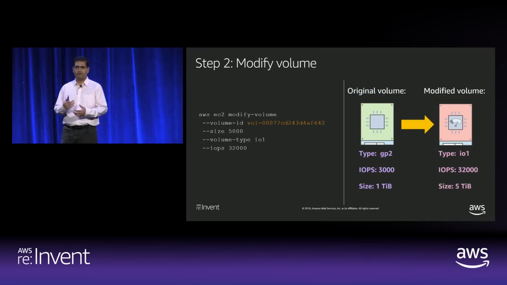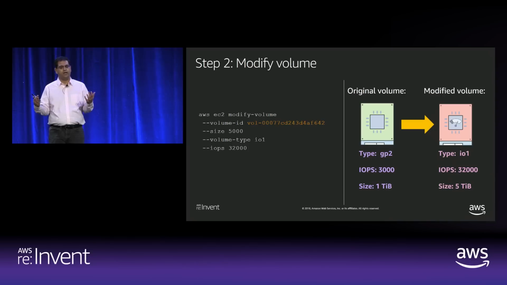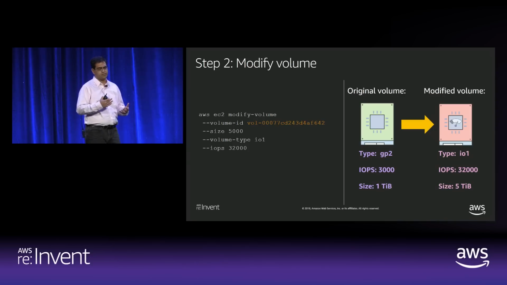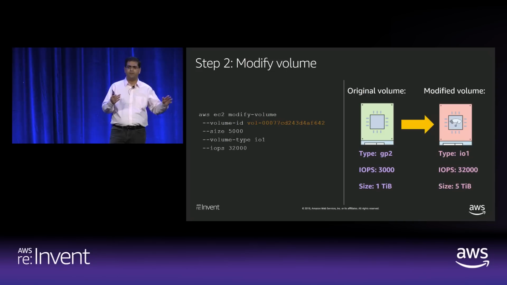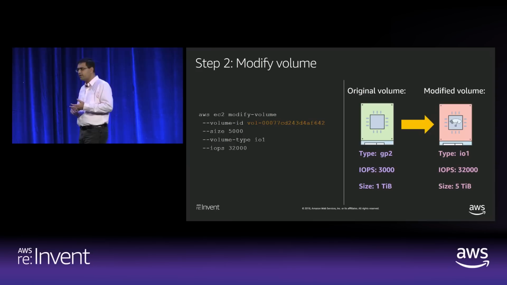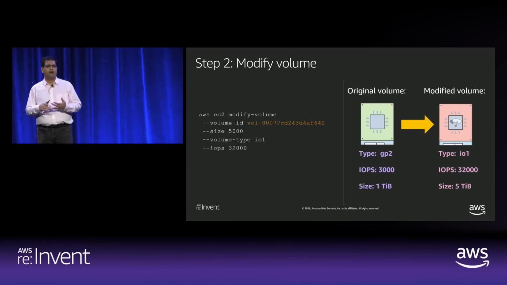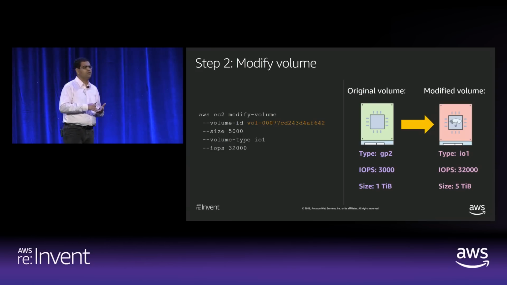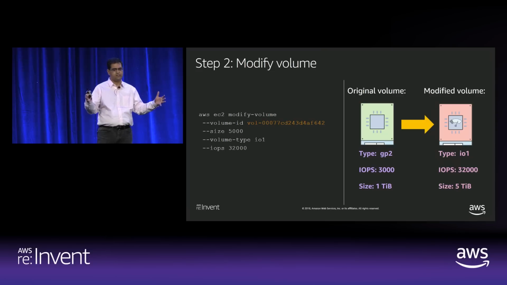Your next step is modifying your volume. In this case, we're going from a GP2 volume type to an IO1 volume type, right? And one of the questions that customers do ask is, do I have to make one change at a time? And the answer is no. You can actually change multiple things. In this particular use case, we are changing the type, we are changing the allocated IOPS, as well as we're changing the size, right? So you can combine different changes within one modify volumes command.